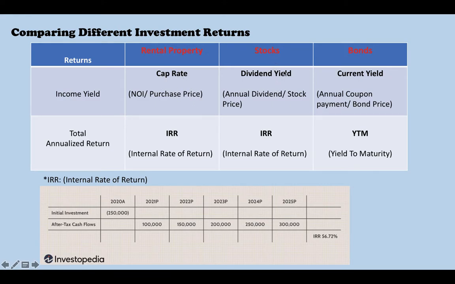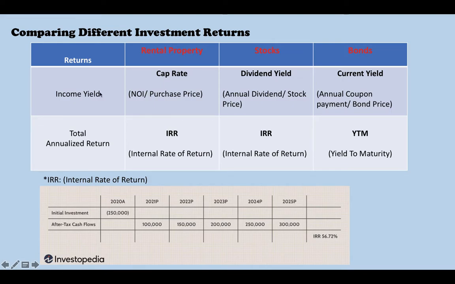Then for stocks, you look at the dividend yield. Dividend yield is the annual dividend divided by the stock price. Then for bonds, you use the current yield, which is the annual coupon payment divided by the bond's price.